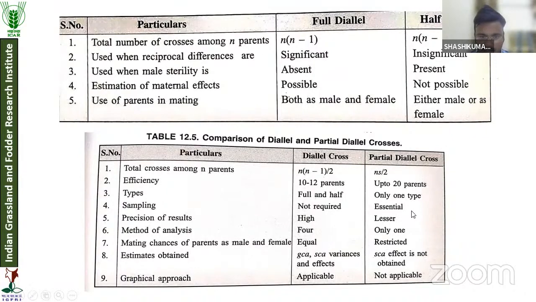Here sampling is essential in the partial diallel analysis. Precision of results is higher in the diallel analysis because we have more crosses. There are different methods of analysis in the complete diallel analysis: one is the graphical approach and the other is the numerical approach. The mating chances of parents as male and female are equal, here restricted. The estimates obtained from the diallel analysis are GCA and SCA variance and effects. But here the SCA effect is not obtained because with fewer crosses, you will not have complete crosses. Since we are decreasing the number of crosses, some parents will escape full crossing. Because of that, you cannot estimate the SCA effect, and the graphical approach is not applicable.